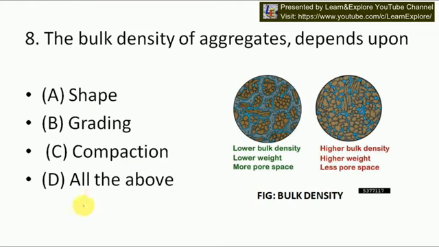Okay, so our answer is D, all of the above. Lower bulk density means lower weight and more pore space, and higher bulk density means higher weight and less pore space. So the bulk density of aggregates depends upon shape, grading and compaction, all of the above. So our answer is D.